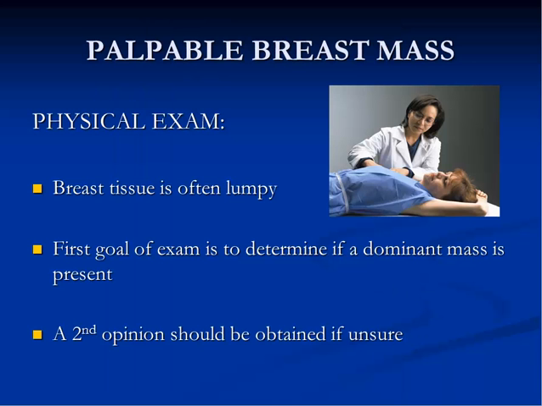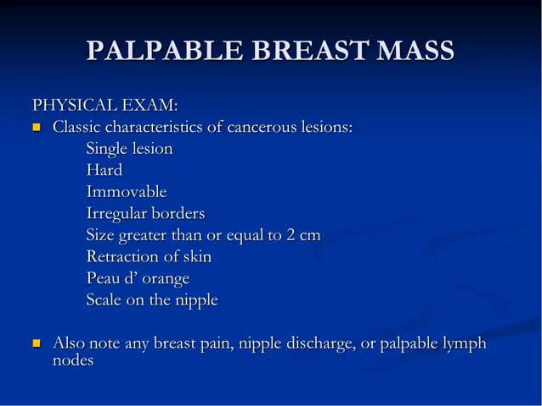When physical examination is performed, normal breast tissue is often lumpy. Your goal is to determine if there is a discrete dominant mass or abnormal thickening present. Classic physical characteristics of a cancerous breast lesion are listed here.